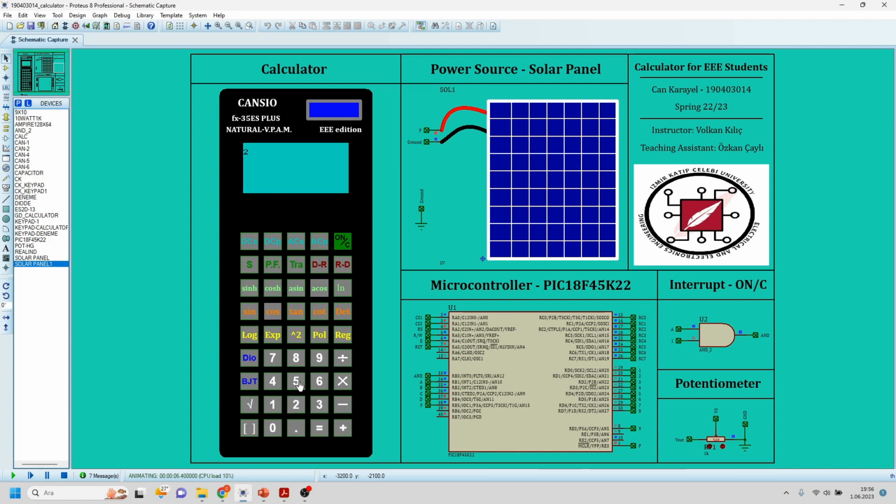Addition, subtraction, multiplication, division, square root of a number. We can also do the operations with 3 numbers.